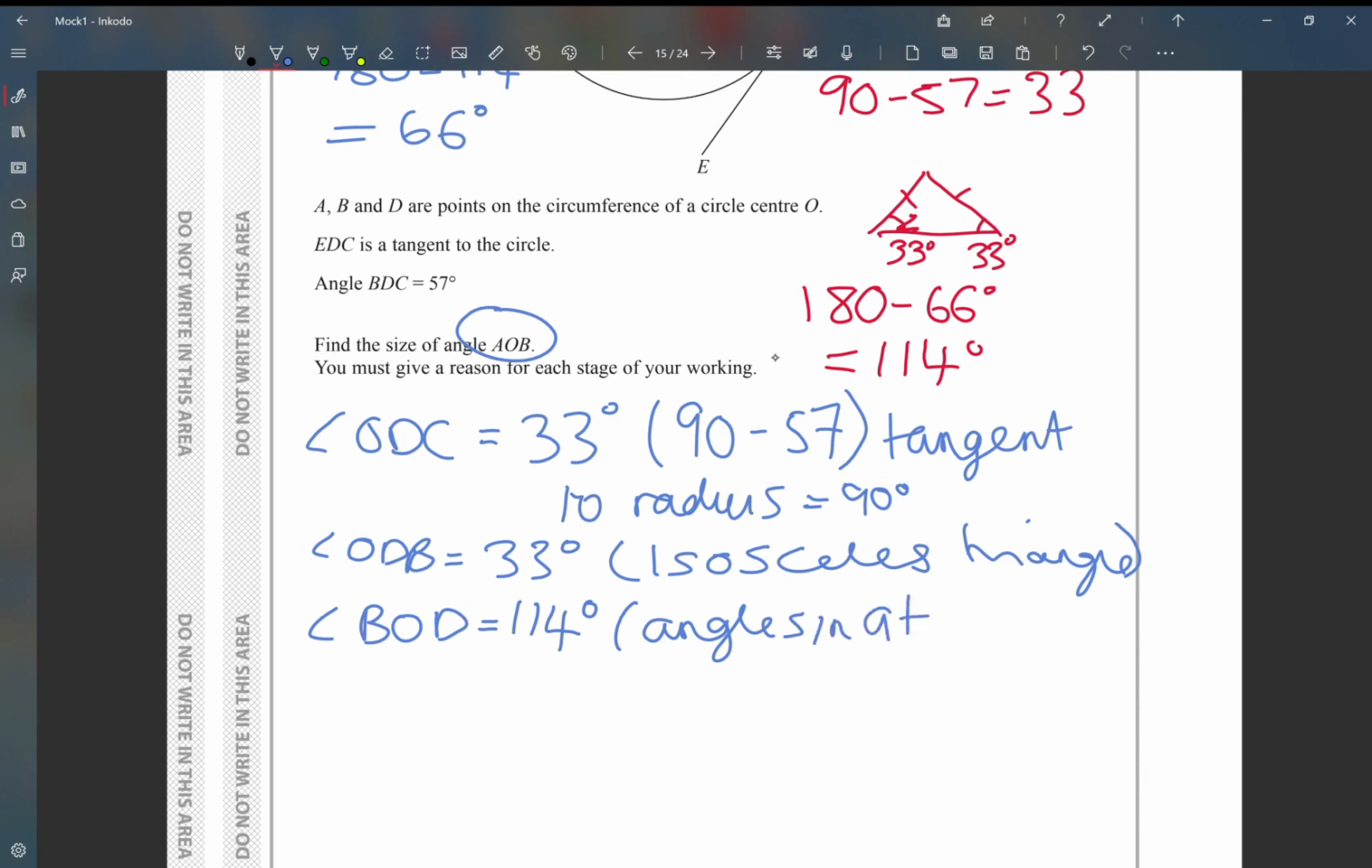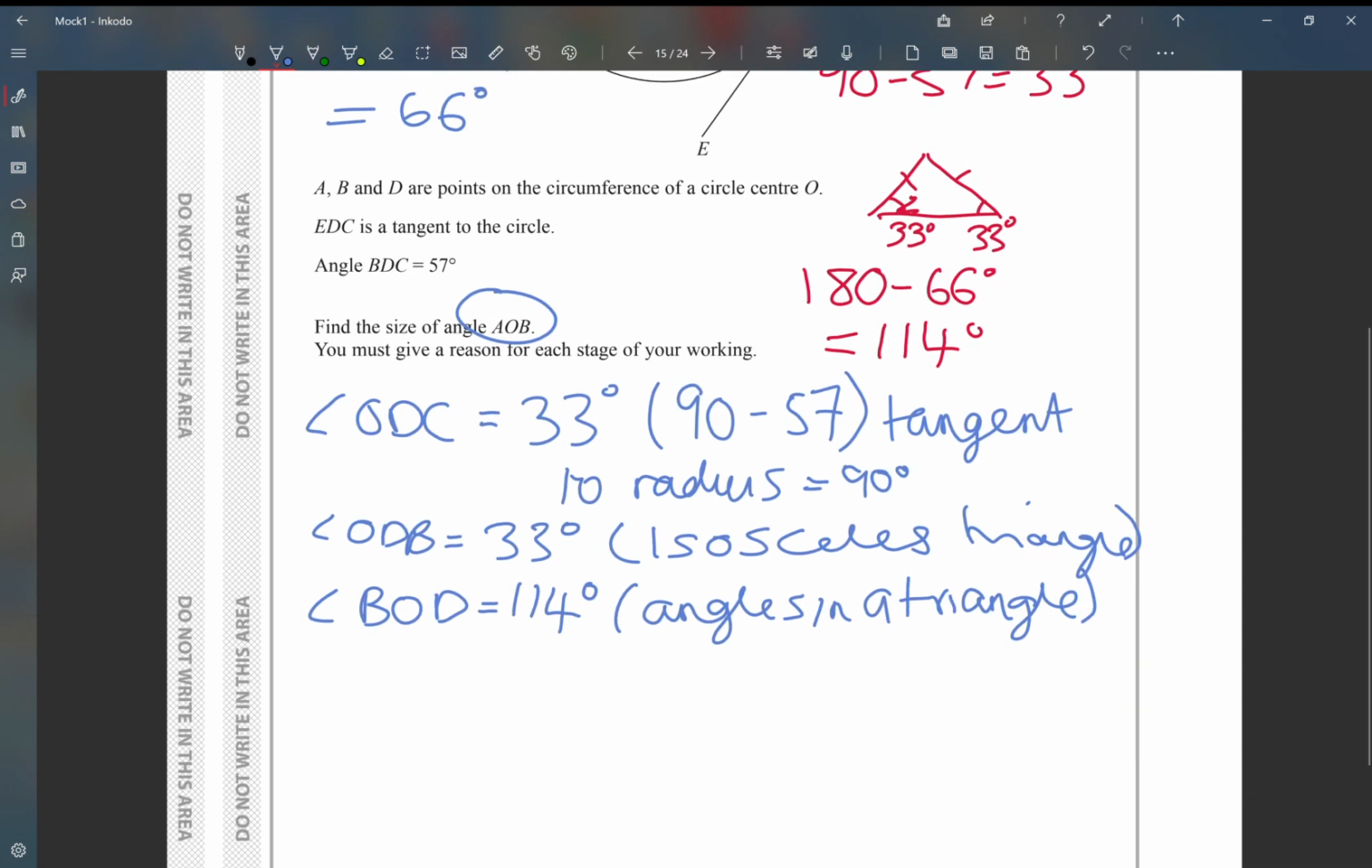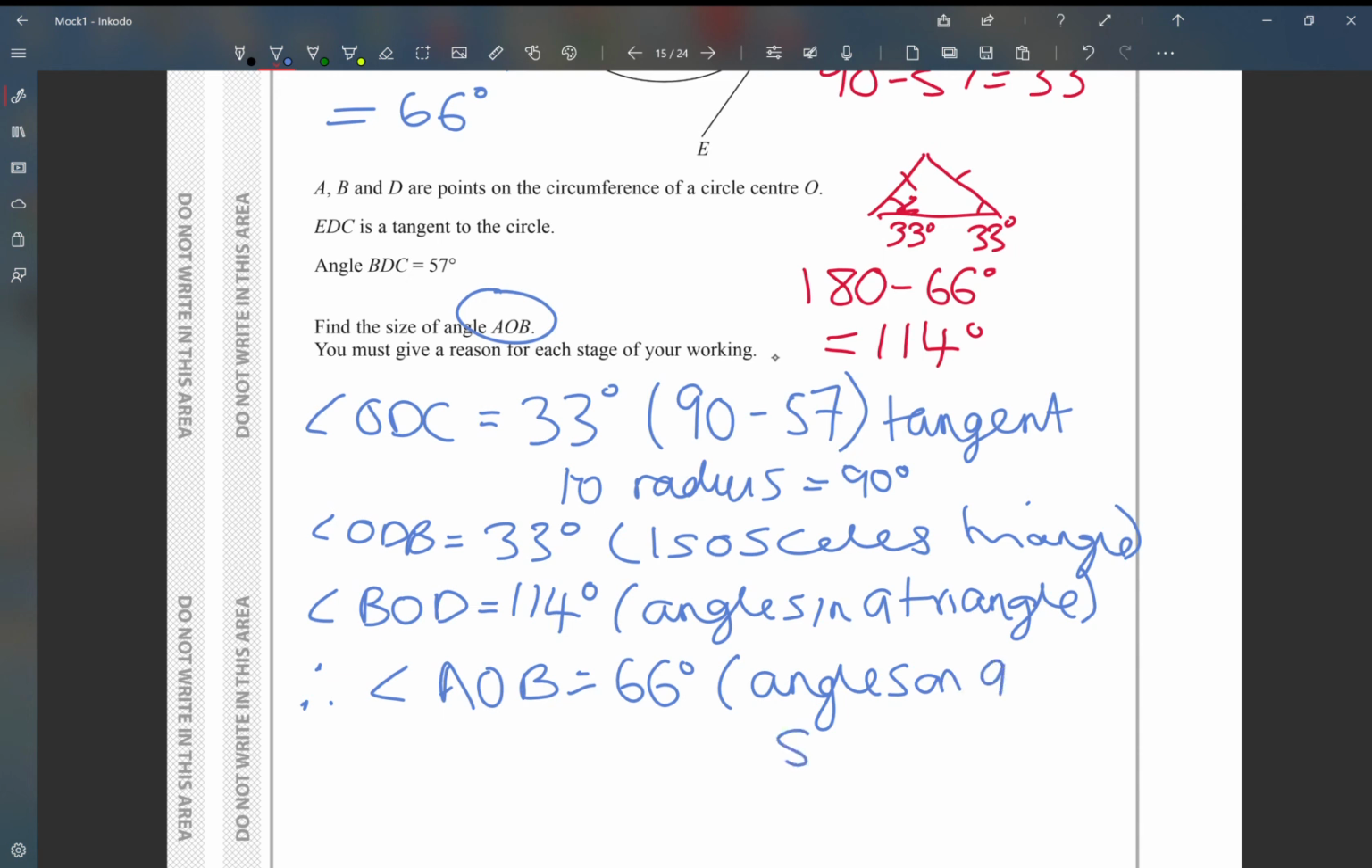I don't have to write all the workings out again. Angles in a triangle would be fine. And then therefore angle AOB equals 66 because angles on a straight line.